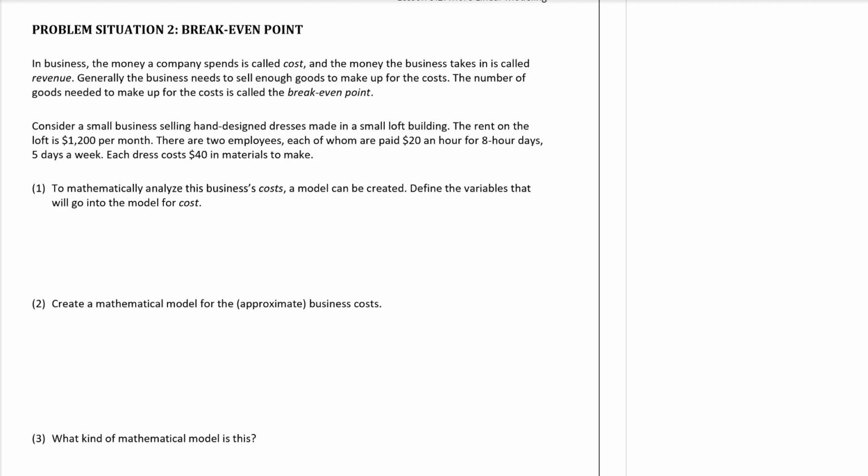Generally, the business needs to sell enough goods to make up for the cost, and the number of goods needed to make up for the cost is called a break-even point. So let's investigate this a little bit more. Consider a small business selling hand-designed dresses made in a small lot building. The rent on the lot is $1,200 per month. There are 2 employees, each of whom are paid $20 an hour, 8-hour days, 5 days a week, and each dress costs $40 to make.